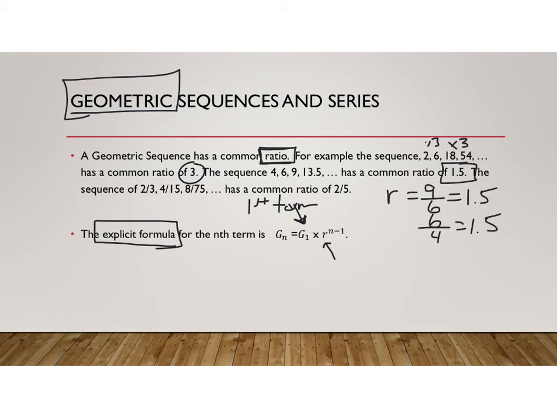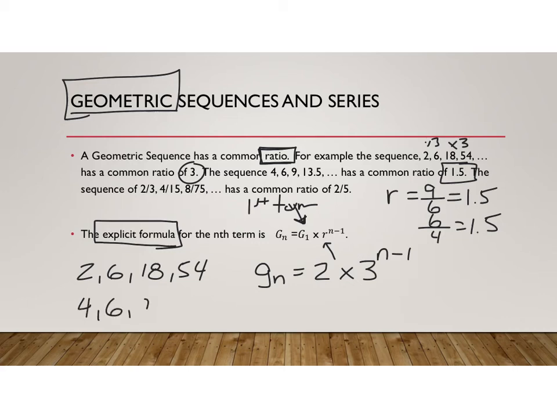So for example, one of the sequences above was 2, 6, 18, 54. This formula would be g sub n equals 2, the first term, times 3 to the n minus 1 power, because 3 is the ratio. The sequence 4, 6, 9, 13.5. The formula would be first term, which is 4, times 1.5 to the n minus 1 power.